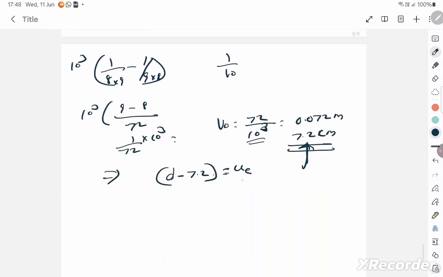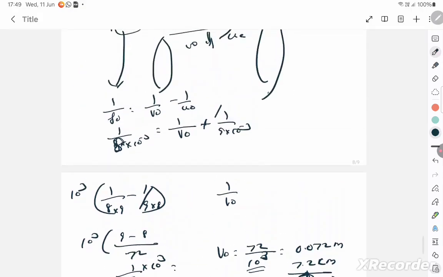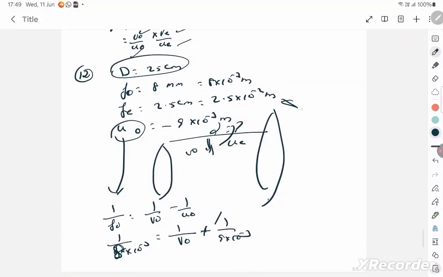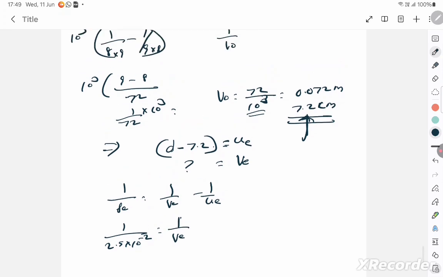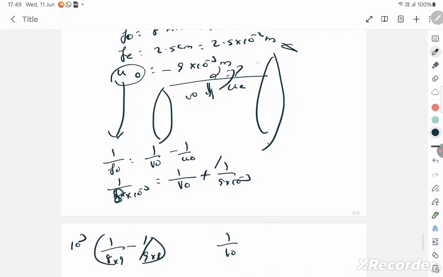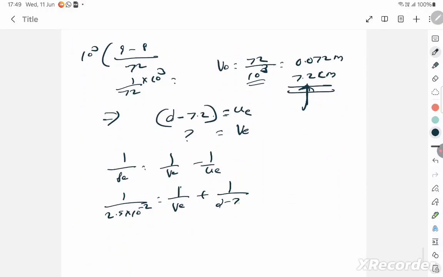And once you get your UE, you can find your VE using 1 by FE is equal to 1 by VE minus 1 by UE. The focal length of the eyepiece has been given. It's given to be 2.5 into 10 to the power minus 2. They seem to be doing the sum in centimeter. You can also do that. It is equal to 1 by VE, which you don't know, but you know UE is negative for the second lens, because it's on the left side, and so you can write plus 1 by d minus 7.2. What is the use? I cannot solve because I don't know d, I don't know VE.